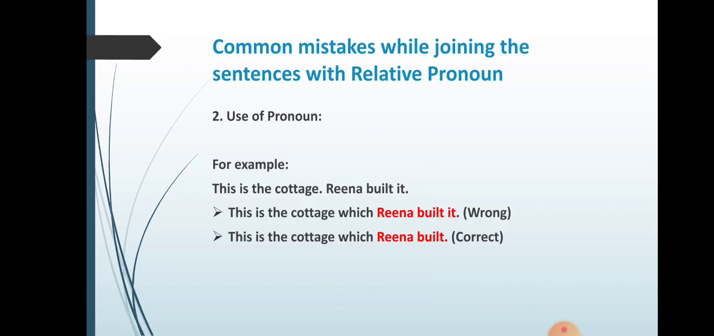joined both the sentences. Pronoun it was used when there were two sentences, and in those two sentences it was referring to the cottage. But now we have joined these two sentences, so we have mentioned the noun itself. So we don't need the pronoun for that noun. So this is the cottage which Reena built will be the correct answer. If you write this is the cottage which Reena built it, then that will be wrong. So we omit the pronoun.